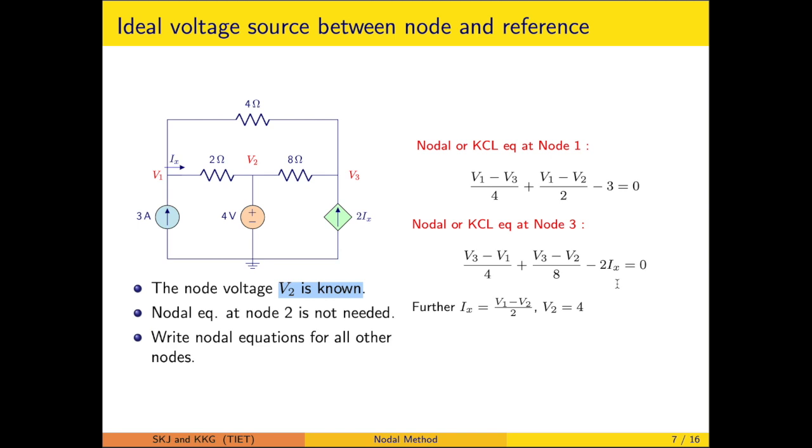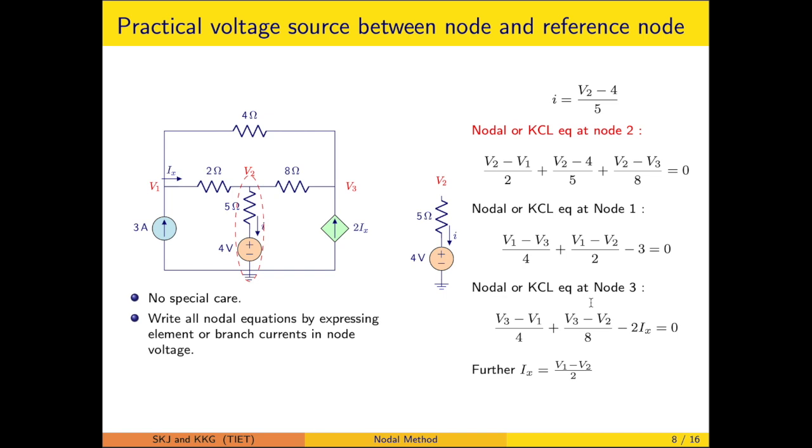These equations are to be written the way that has been discussed previously. So this is for node 1, and this is for node 3. Here the voltage V2 is participating, and it is already specified. That is 4 volts. So ultimately we will come out with a reduced number of equations.